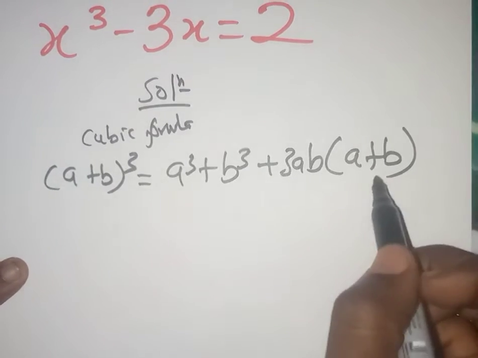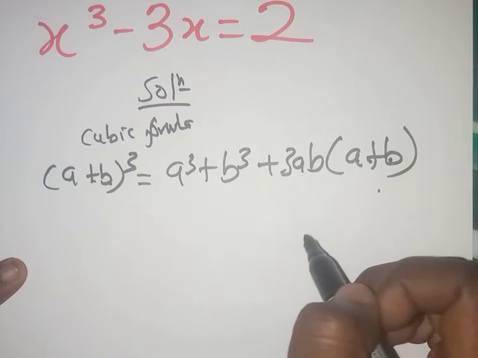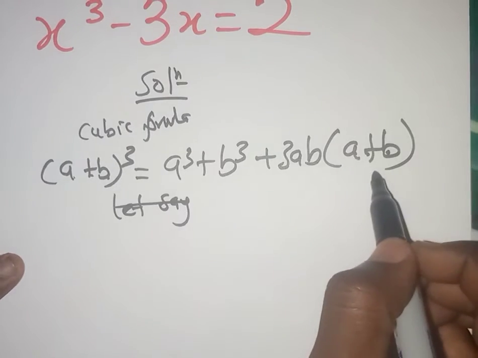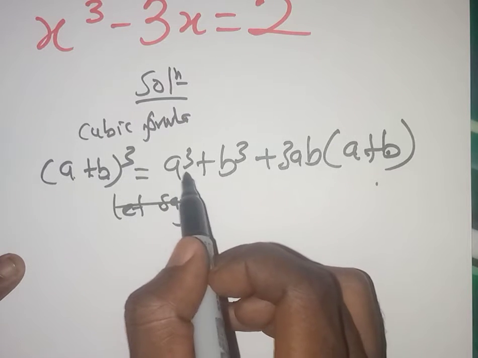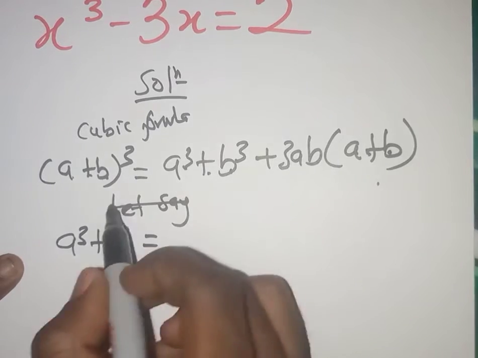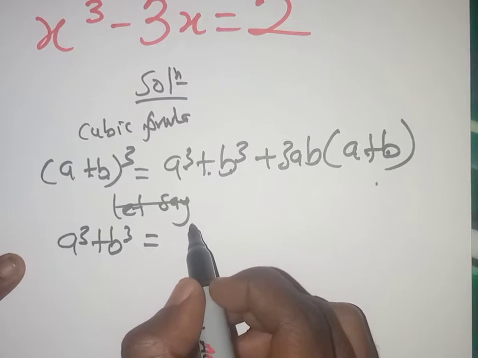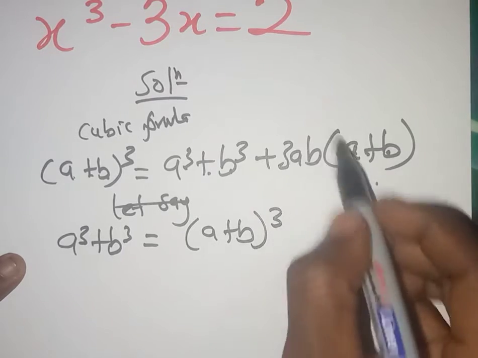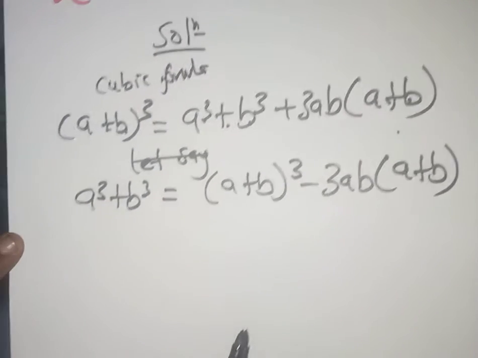Now what I'm going to do is that because we have a plus b here, a plus b here, let's set this to a certain variable, and we are going to call that variable, let's say s. But before we set a variable, let's make a cubed plus b cubed the subject. When we make a cubed plus b cubed the subject, we are basically going to have this be (a plus b) cubed, and then this goes to the other side, it becomes minus 3ab times (a plus b) in this case. Now this is what we are going to get.